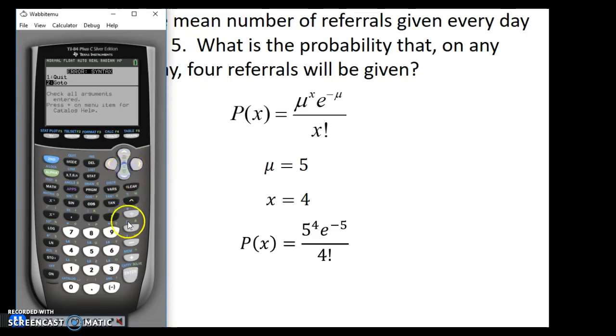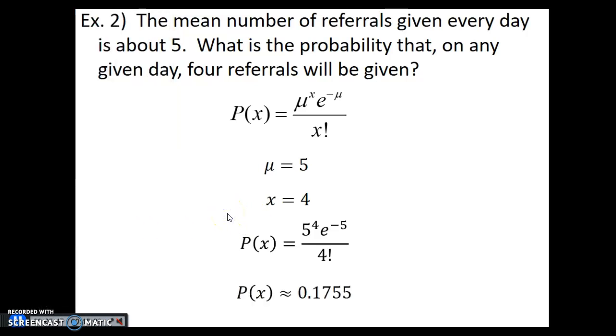Unless I did it wrong. Awesome. Oh, because I used the wrong negative button. Sorry. So it was typed incorrectly. So 0.1755 approximately.